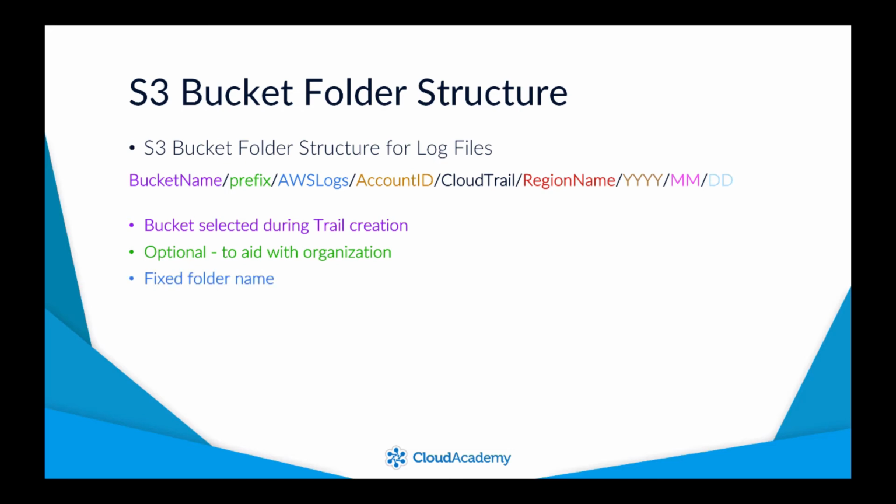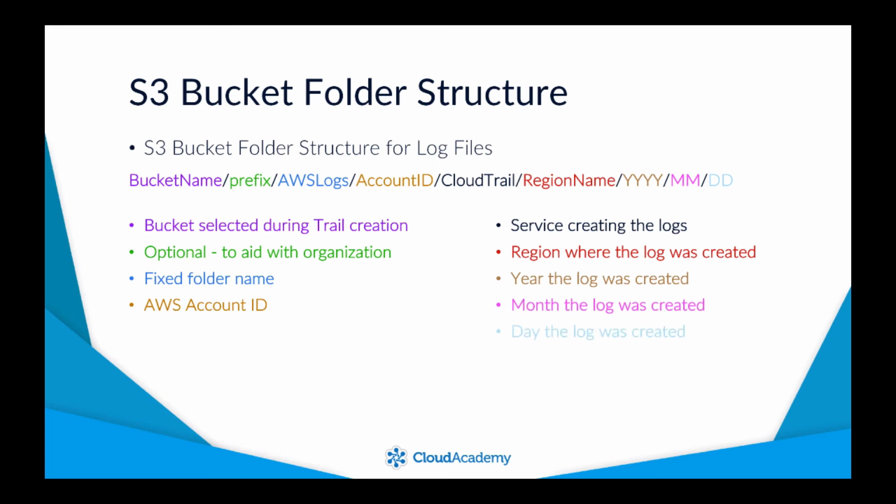Following this, a fixed folder name of AWS Logs, followed by the originating AWS account ID. Then another fixed folder name of CloudTrail, indicating which service has delivered the logs. And after that, the region name of where the log file originated from. This is useful for when you have trails that apply to multiple regions. The last three folders show the year, month and day that the log file was delivered. As you can see, although there are multiple folders underneath your nominated S3 bucket, it does provide an easy navigation method when looking for a specific log file.